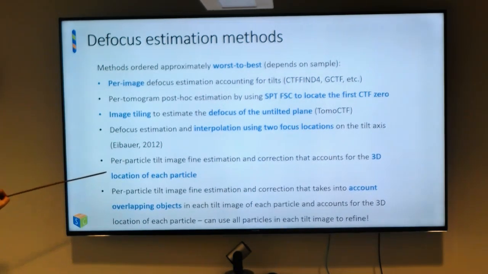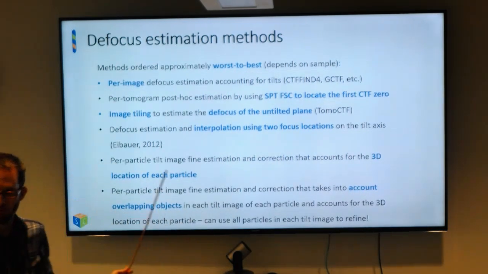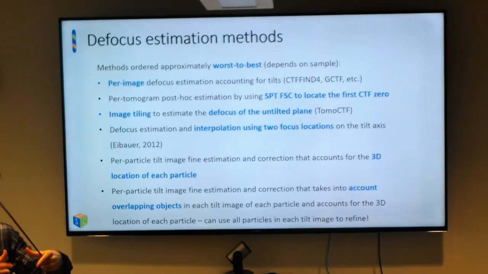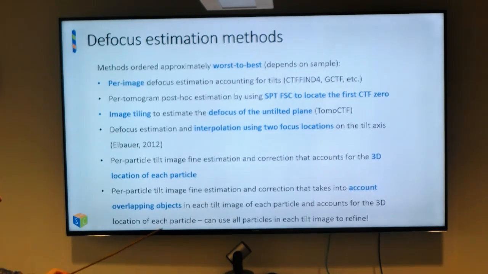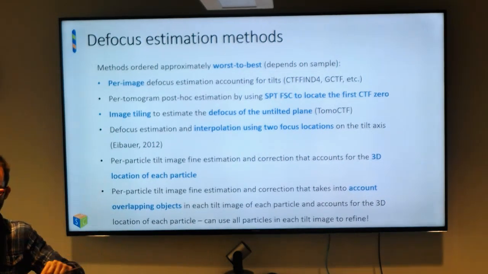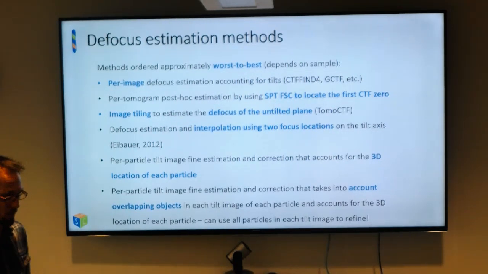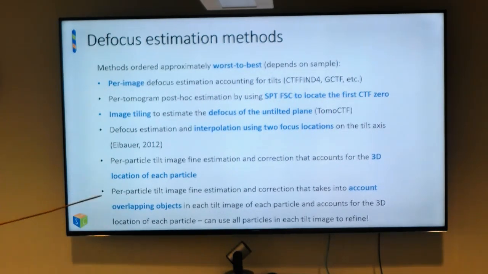All right, you can do per particle, and this is difficult to do, where you pull all your individual particles out of every single tilt image and do a per particle estimation of the defocus, and account for the 3D location in the actual volume. So your objects are going to be in different locations and they're going to be tilted, and so you can try to account for all of this. There's software that attempts to do this, luckily.